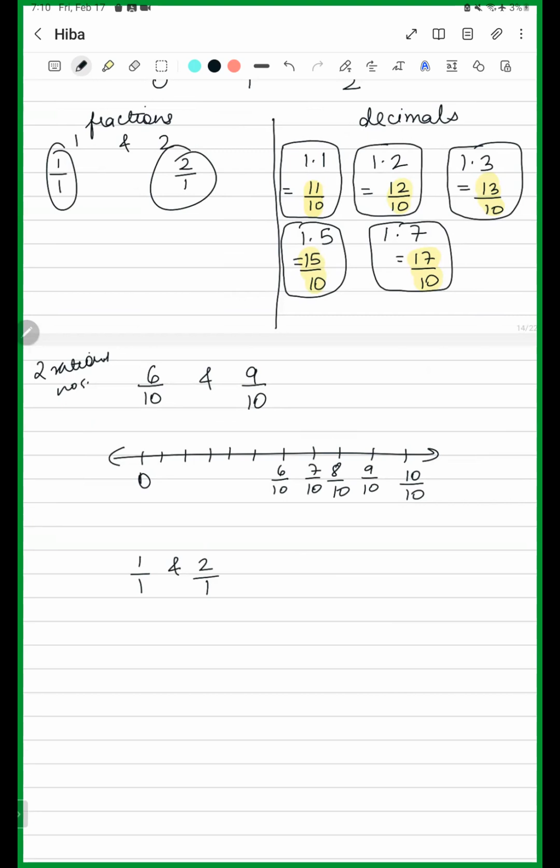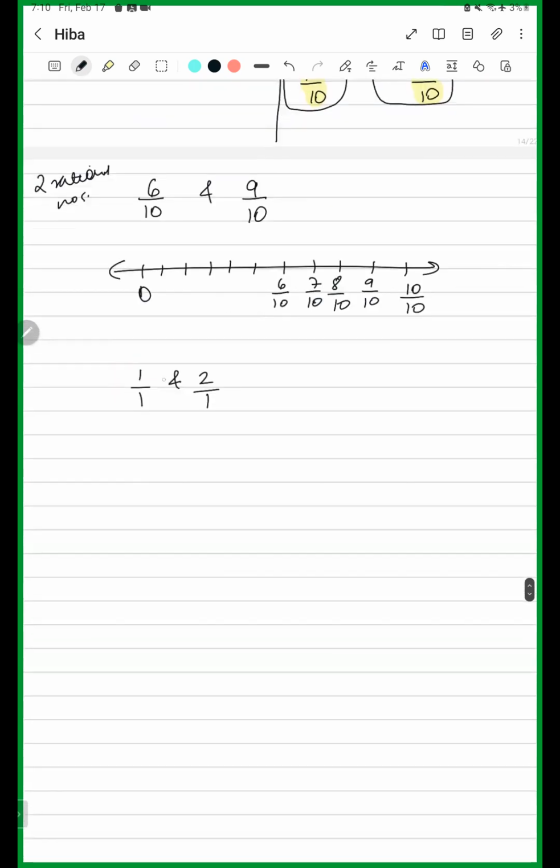You need to zoom in, right? So what do we have to do to zoom in? We can make this 10 by 10 and 20 by 10. But how? Hiba, 1 by 1 is equal to 10 by 10 or not? 2 by 1 is equal to 20 by 10 or not? We have just multiplied both the numerator and denominator by 10.